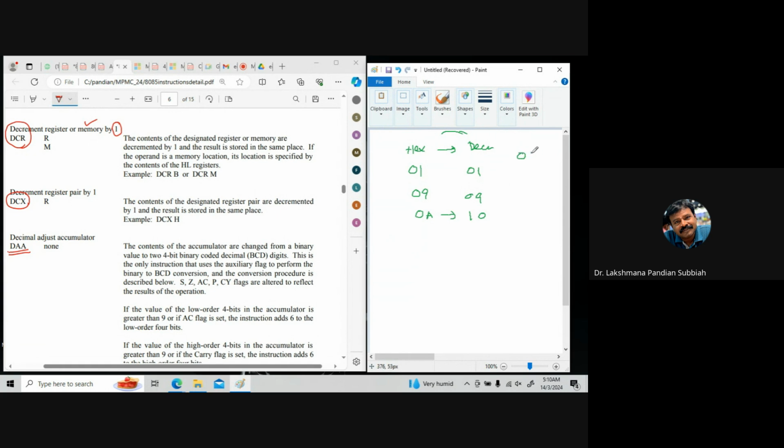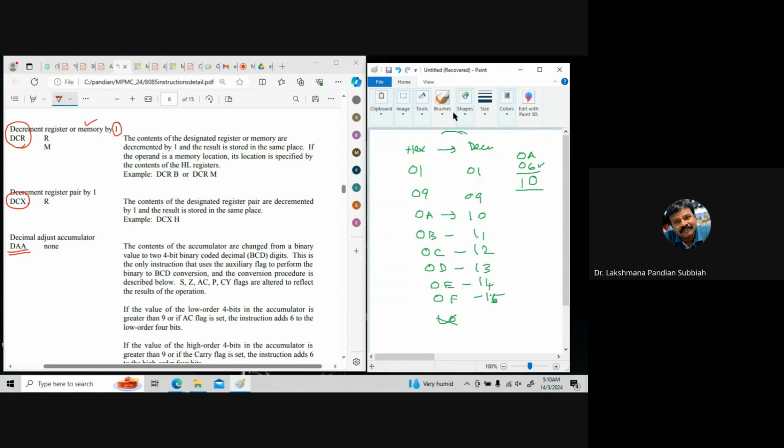So for 0A, we add 6. 0A is 10, 10 plus 6 is 16. 16 is represented by 0 and 1 carry, so we get 6, right? Whenever we have a letter, A is 10, B is 11, C is 12, D is 13, E is 14, and F is 15. After 15 we have 16, which is not considered now.